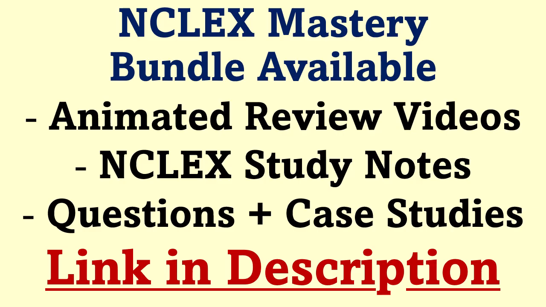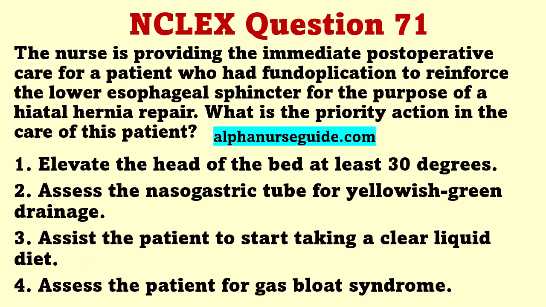Back to the questions. The nurse is providing the immediate postoperative care for a patient who had fundoplication to reinforce the lower esophageal sphincter for the purpose of a hiatal hernia repair. What is the priority action in the care of this patient? 1. Elevate the head of the bed at least 30 degrees. 2. Assess the nasogastric tube for yellowish-green drainage. 3. Assist the patient to start taking a clear liquid diet. 4. Assess the patient for gas bloat syndrome.